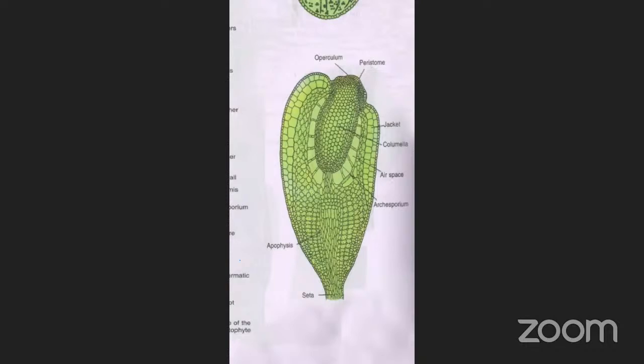So here the outermost layer is the epidermal layer, below which are massive parenchyma cells, in the apophysis, in which chloroplasts are present. There are larger air spaces traversed by delicate strands of parenchyma cells, which we call trabeculae.